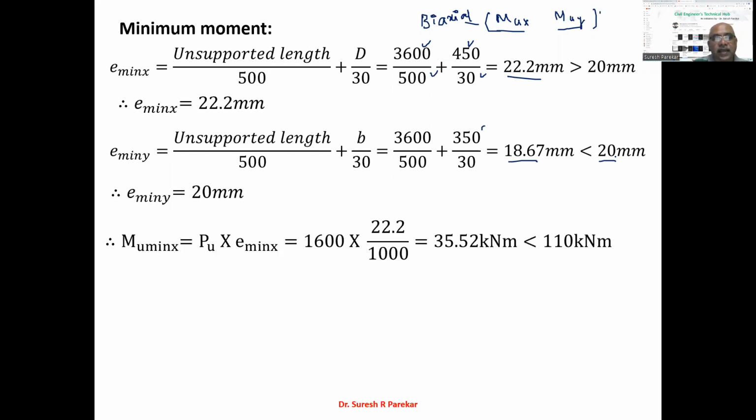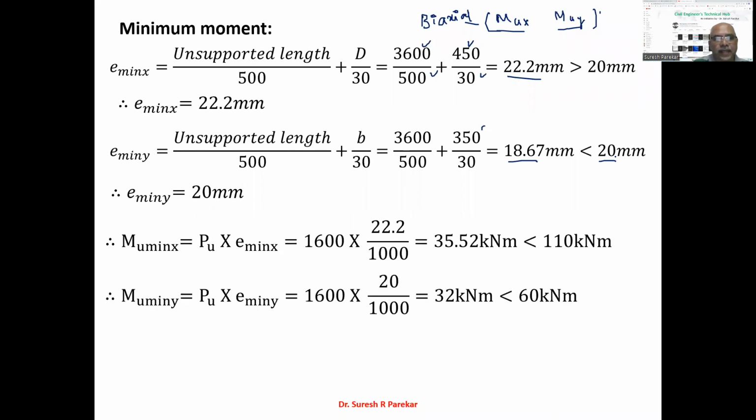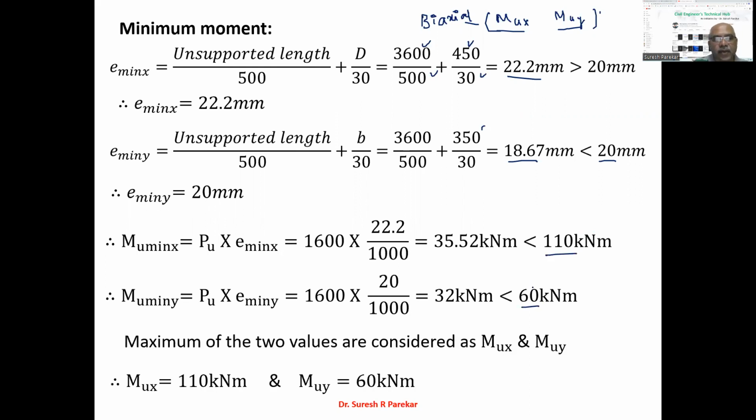And by using this E minimum X and E minimum Y, we have to find out MU minimum X, MU minimum Y. Both these values are less than the given values. So our given values will be MUX and MUY values. So now we know MUX value, we know MUY value. And then we have to go for MUX1, MUY1. Now these formulas are given in IS 456. And from that you have to go for these values.